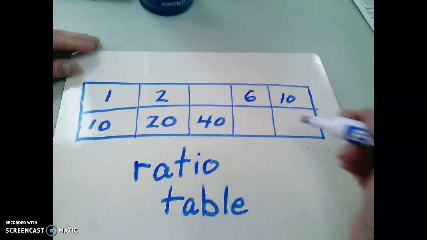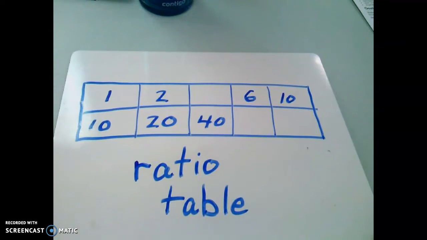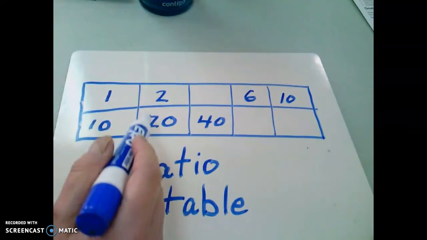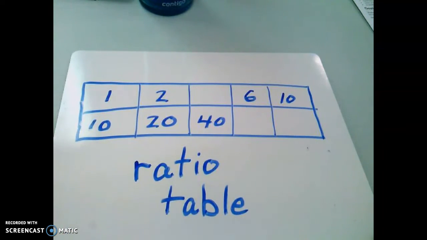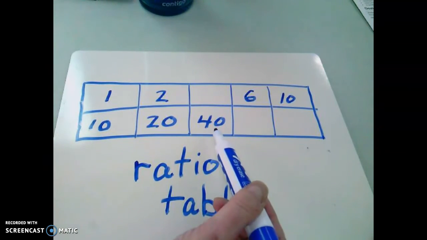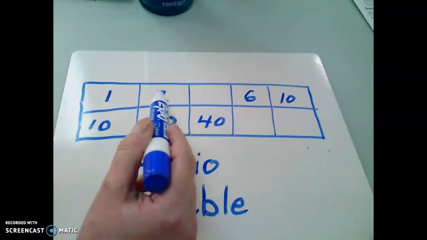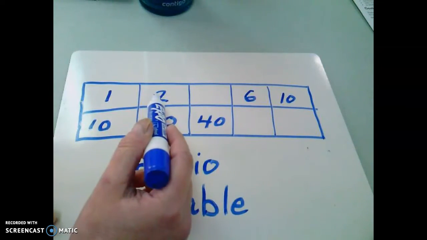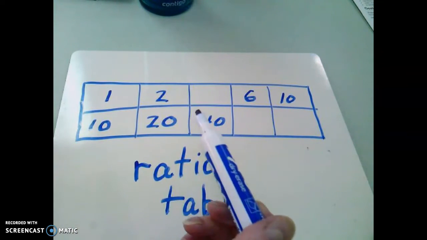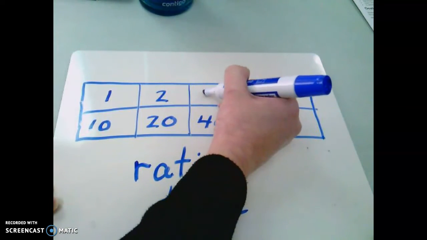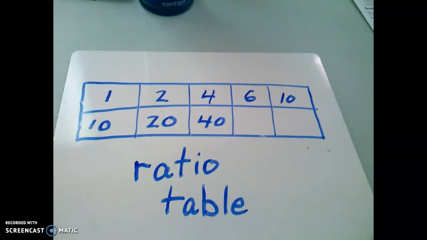I have 40, but I don't know my top number. Well, let's see. I know that if I have 1, I have 10. If I have 2, I have 20. Well, I know that 20, when I double it, is 40. So if I say 20 plus 20 is 40, I can think 2 plus 2, because I do the same to the top as the bottom, 4 is going to be here.